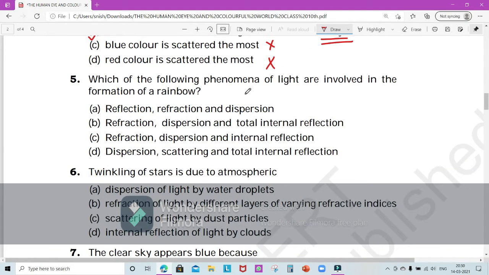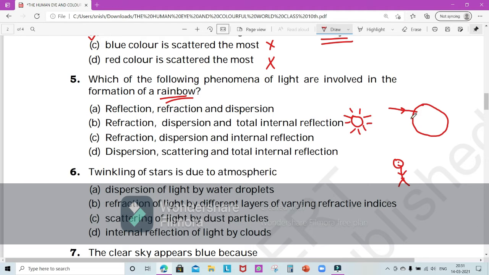Which of the following phenomena of light are involved in the formation of a rainbow? In the formation of a rainbow, we know that this, suppose, is the droplet. Now the light from the sun enters. So you're here, your eyes are here. Always remember that the sun should be behind you when you're seeing the rainbow. Okay, the sun should be behind you.